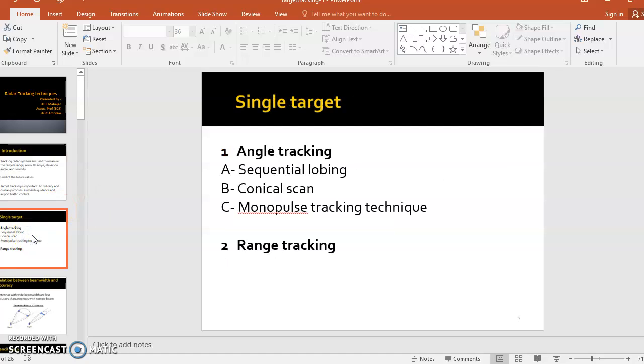Then we have the targets. Basically we are talking about a single target over here. When there is only one target, for its detection we apply various angle tracking techniques. The first one is sequential lobing, then we apply conical scanning and a monopulse tracking technique. We also use range tracking systems in this presentation.